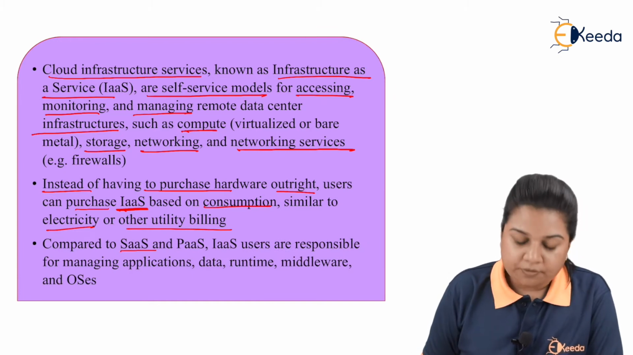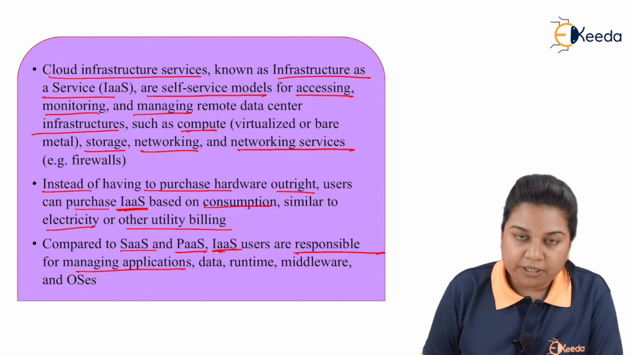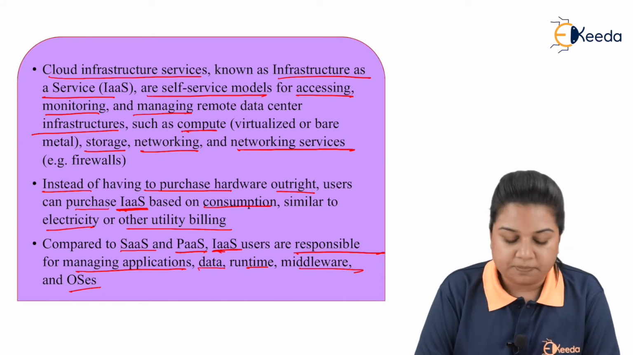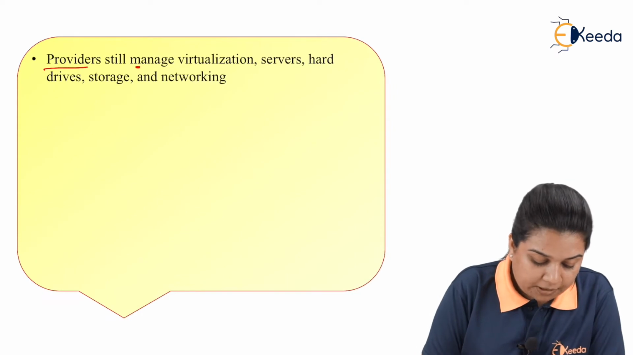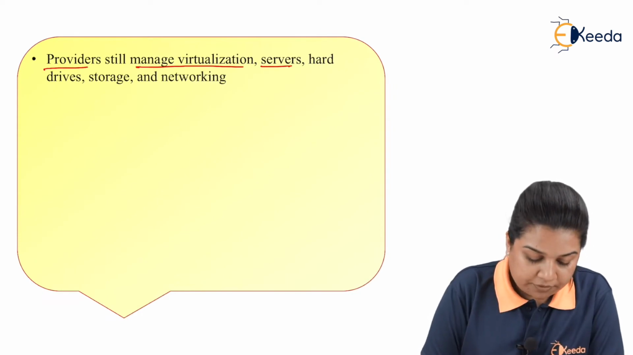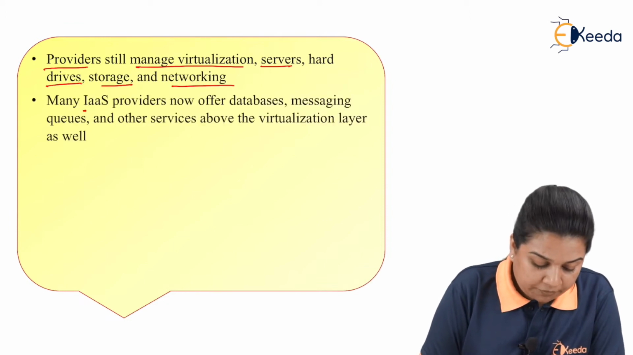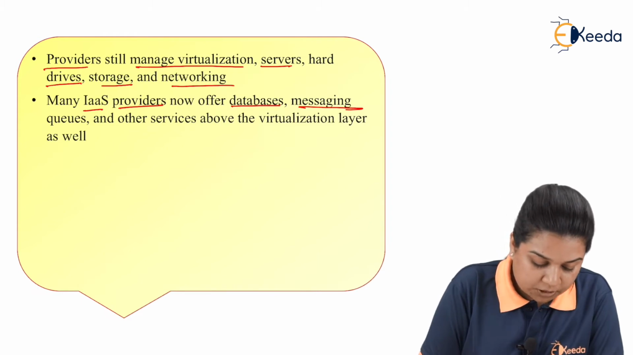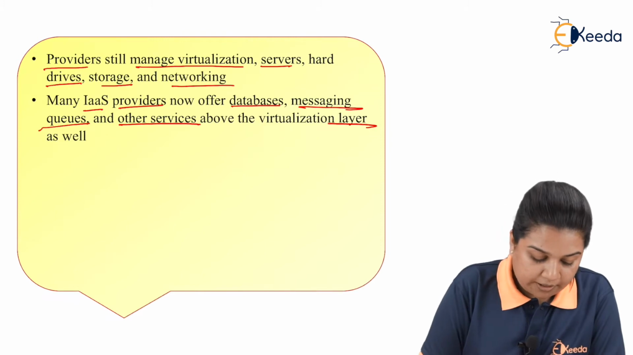Compared to software as a service and platform as a service, infrastructure as a service users are responsible for managing applications, data, runtime, middleware, and operating systems. Providers still manage virtualization, servers, hard drives, storage, and networking. Many infrastructure as a service providers now offer databases, messaging queues, and other services above the virtualization layer as well.